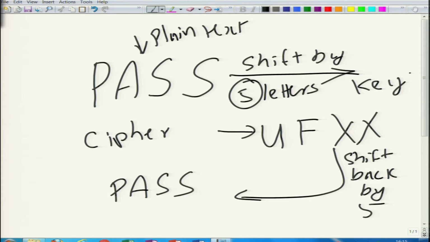Somebody may know, everybody may know that I am using the shifting algorithm. So, how do I make it difficult for somebody to break this algorithm? I need to keep this 5 secret. So, I need to find a way to tell you that I am going to send you an encrypted message, it is going to be a shifting algorithm, and you need to shift; the key I am going to use is 5. So, this is one of the challenges of cryptography.